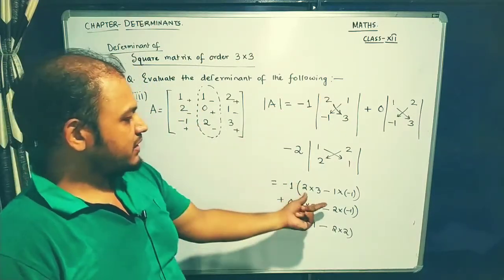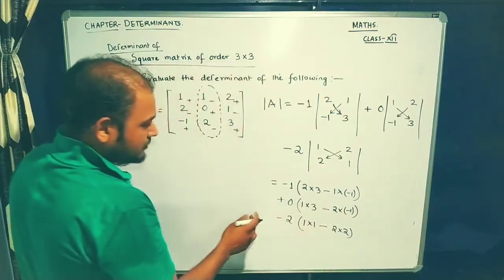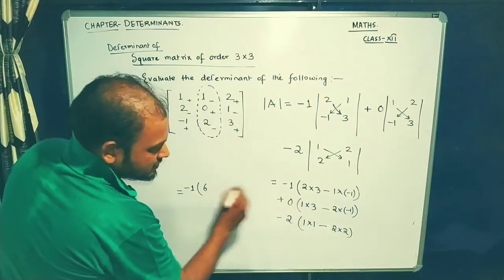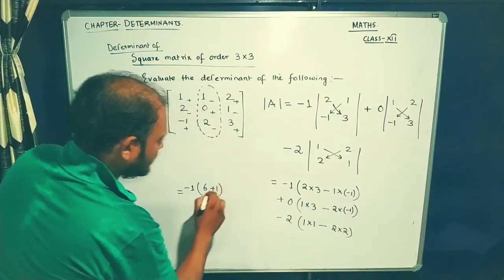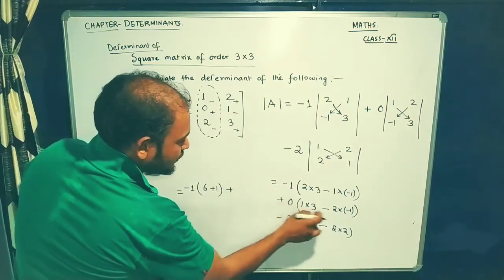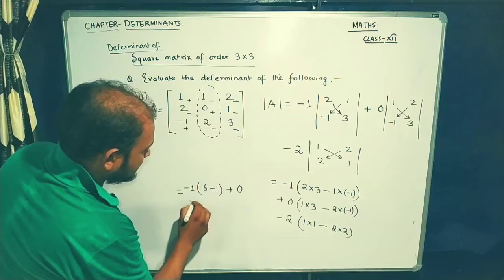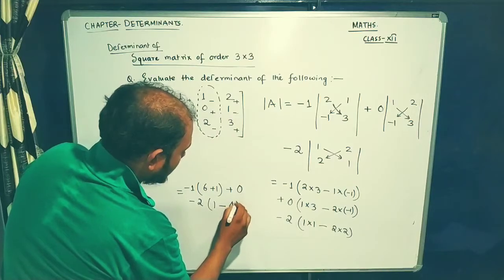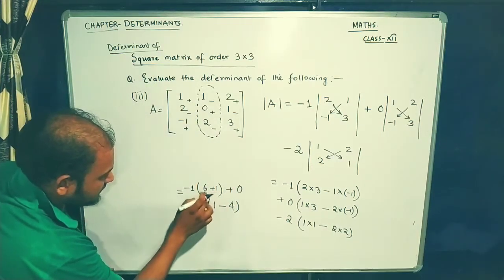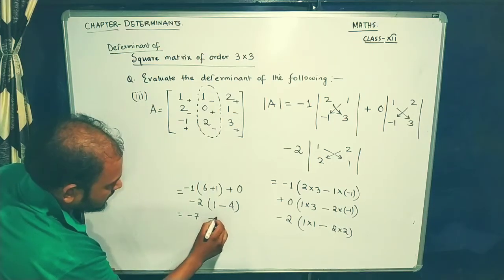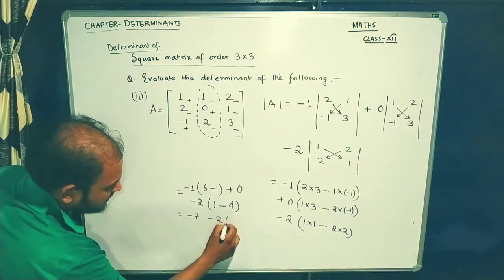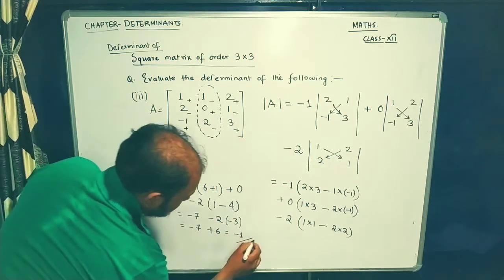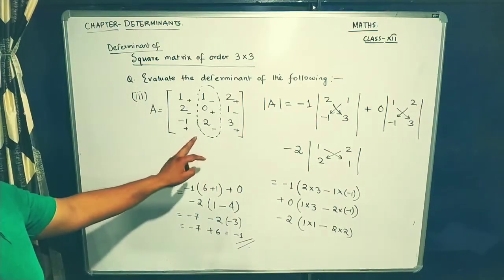Okay, so if you simplify it, you will get a number, right? So here you have, this is equal to minus 1 into 2 into 3 is 6. 6 and minus minus is plus 1. Okay, then plus 0 into something is 0. Then minus 2 into 1 into 1 is 1. Minus 2 into 2 is 4. So here you have 6 plus 1 is 7. It is minus 7. Then minus 2 into 1 minus 4 is minus 3. So it is minus 7 plus 6, and that is equal to minus 1. So minus 1 is the determinant of this matrix.